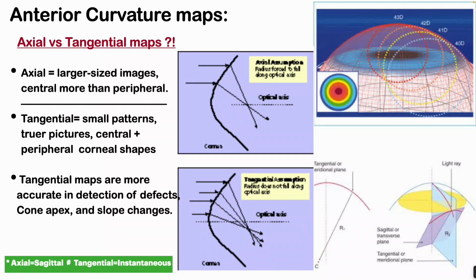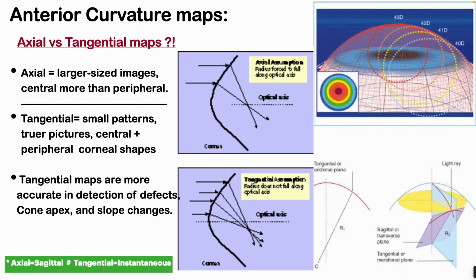So here, what to use in the anterior curvature map, axial or tangential? Axial is with larger sized images, central more than peripheral, but with wide gaps, okay? So it's more beneficial in the biometry than in the refractive surgery regarding the laser-based refractive surgery. So we prefer to use the tangential map because it's more meticulous and it's studying more points and closer points of scanning on the surface.